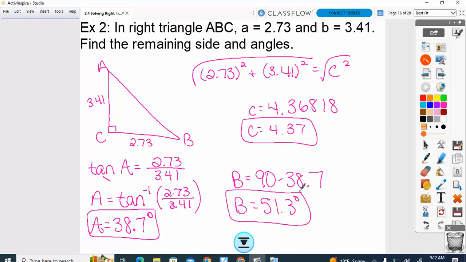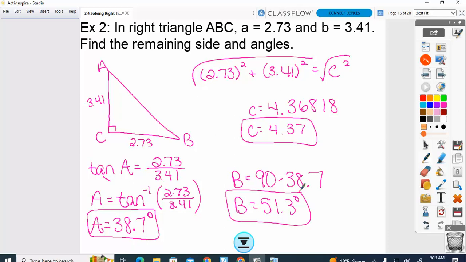You could have also done tangent inverse of B from angle B, so B is tangent of 3.41 over 2.73. Sometimes, just because of the rounding error, like I said, those numbers might be off by a decimal place. This one, they do turn out the same. Just make sure you're showing how you get that.